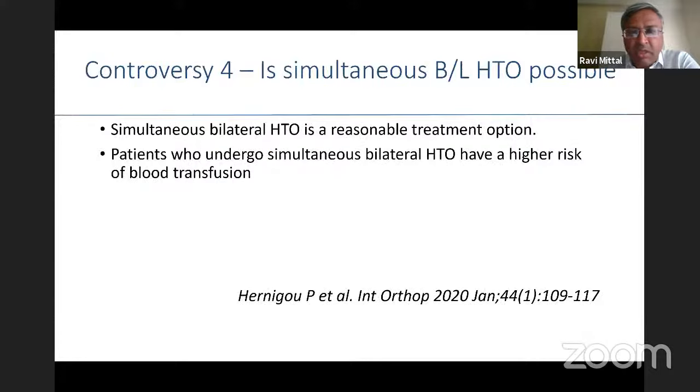Controversy 4. Again, this is propagated by advocates of joint replacement, that you can't do simultaneous bilateral HTO, whereas you can do simultaneous bilateral knee replacement. This study shows that you can do bilateral HTO when you have a good stable fixation, either by a fixator or by a locking plate. The only thing is, when you do a bilateral HTO, you might have more requirement of blood transfusion.